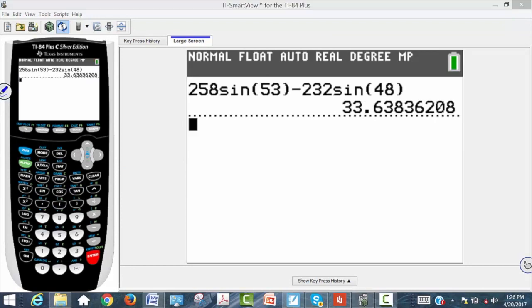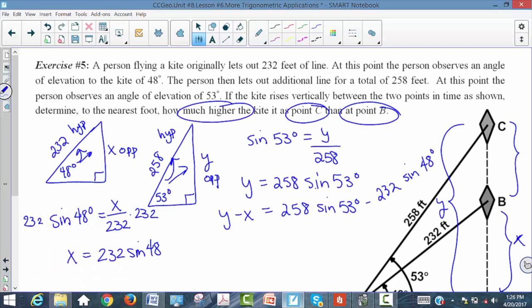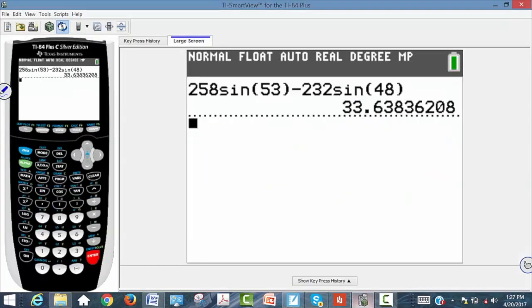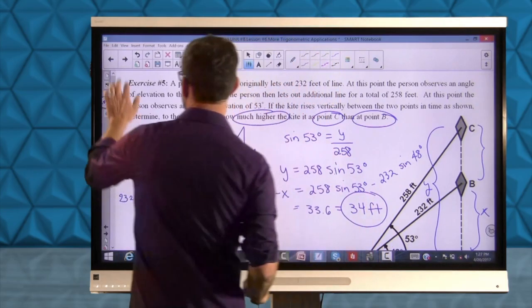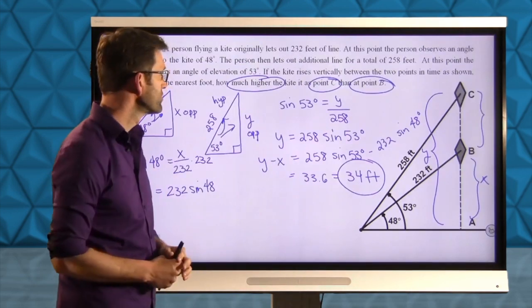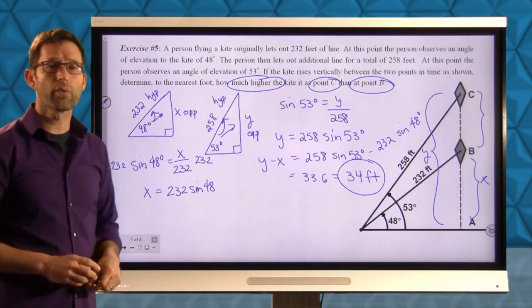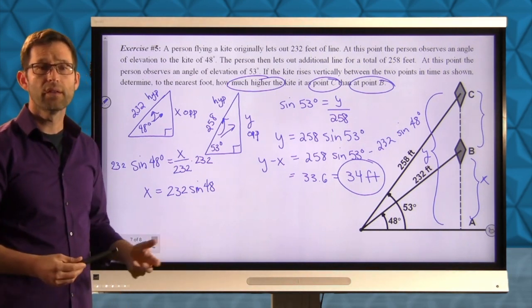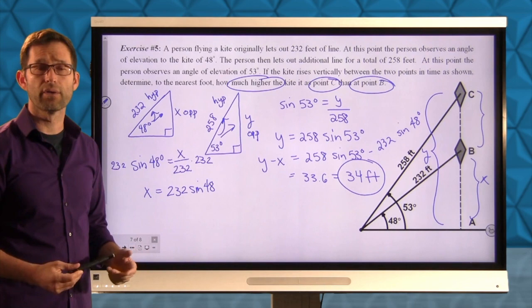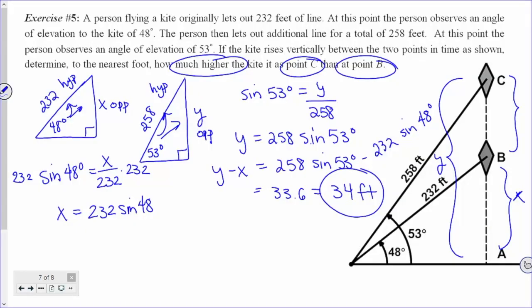Let's see what it wanted us to round to. It said to the nearest foot. We just went to the nearest foot. Let me put down 33.6 first, which ends up being 34 feet to the nearest foot. All right, again, two trig ratios, but this time, instead of adding, we subtract them. Take a few minutes now to copy anything down you need to, and then we'll wrap up the lesson.